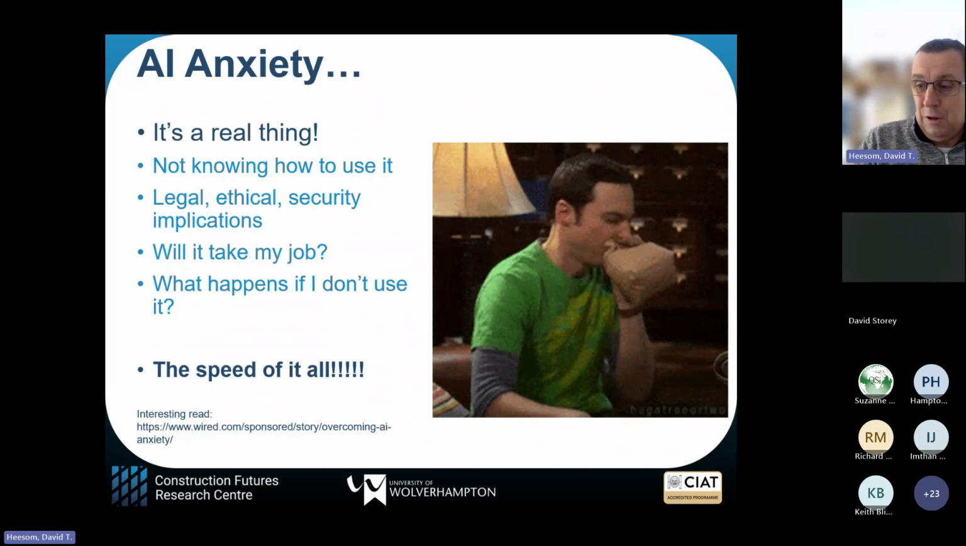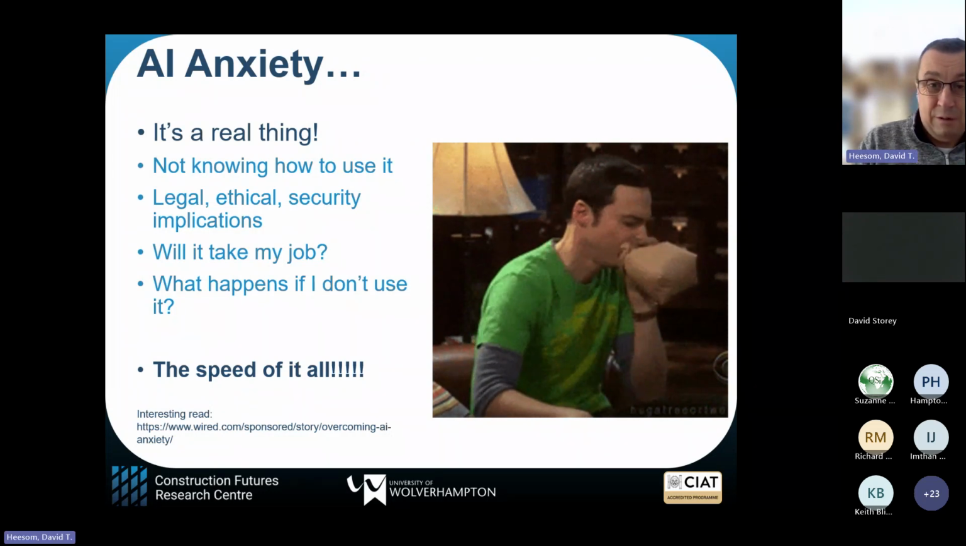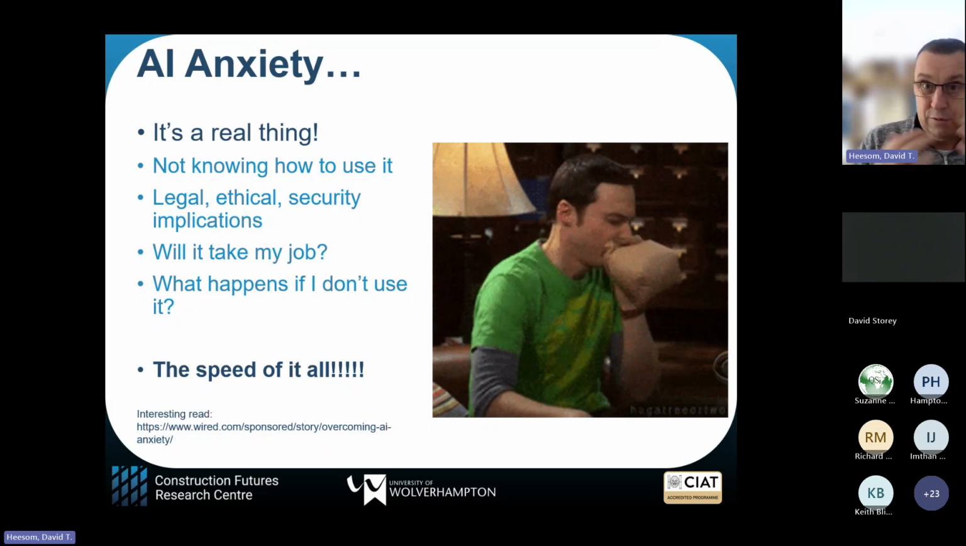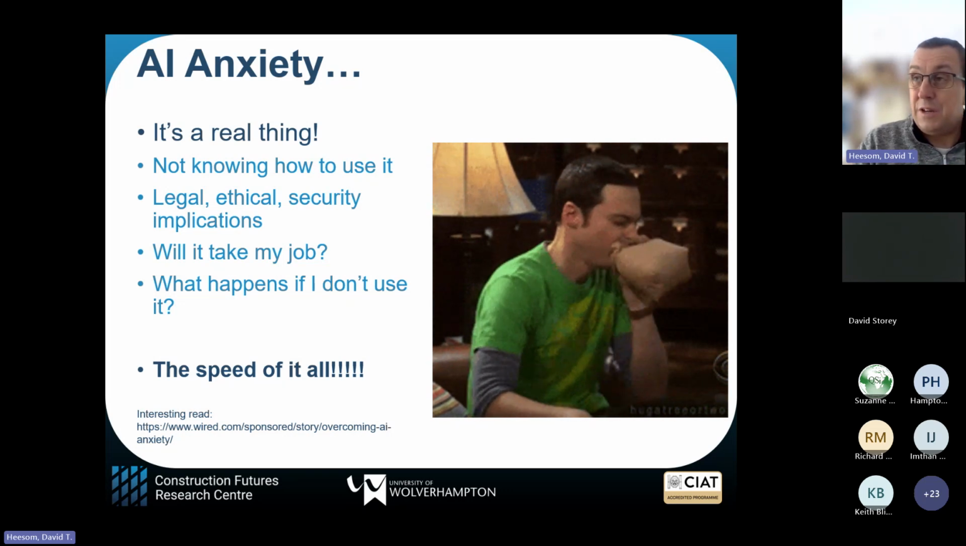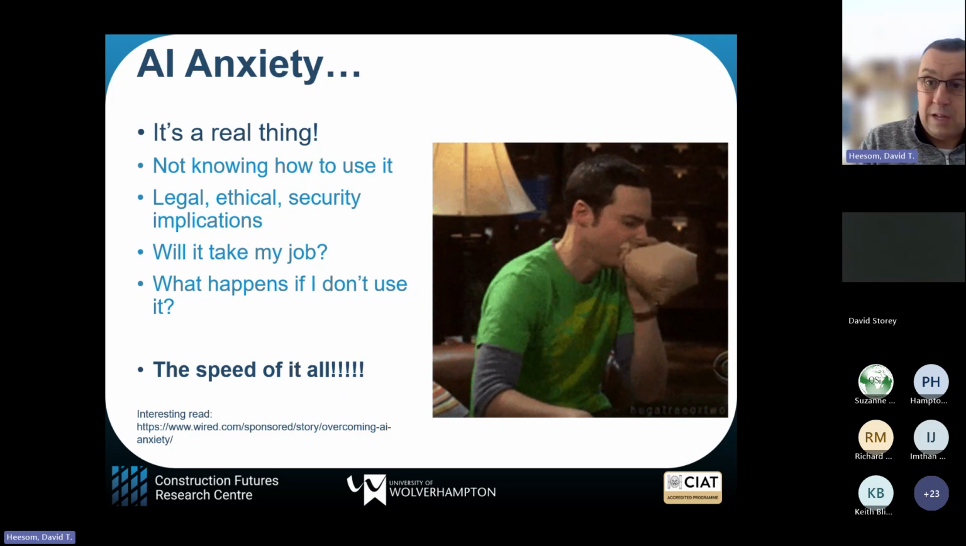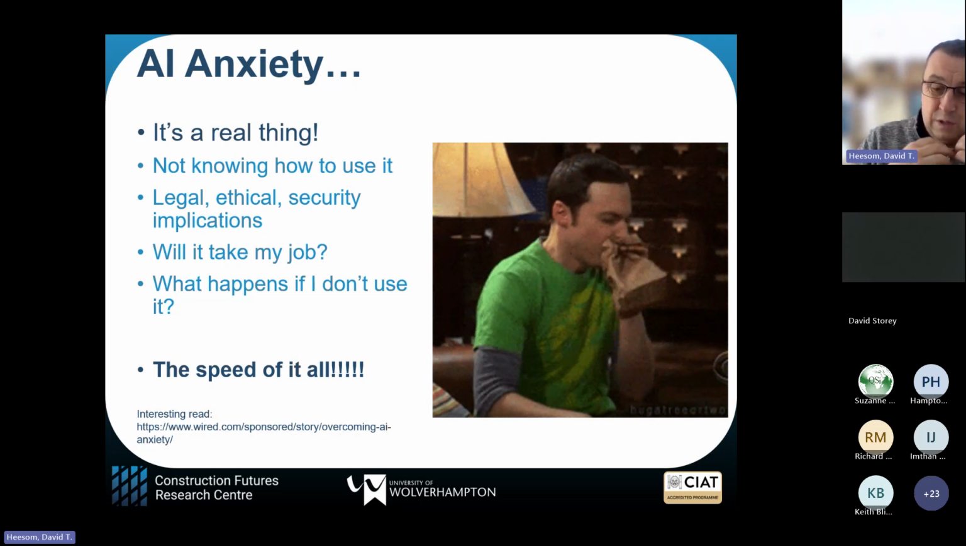The age-old concern, which we heard 13 years ago when the whole BIM revolution, if we want to call it that, was happening: will it take my job? Will it do me out of a job? Will I not be needed because AI will take over? So there's concern around that. If I don't use it, will I get left behind? Will other people overtake me? There's all of that. And I think generally the underlying issue is the speed.